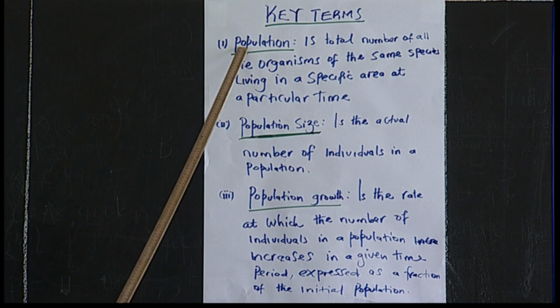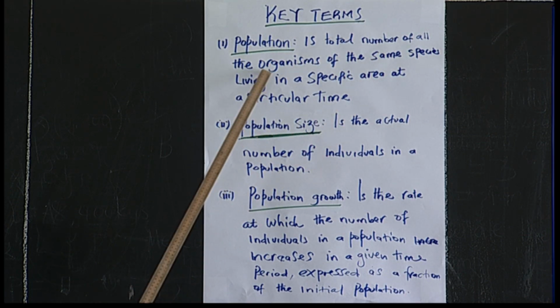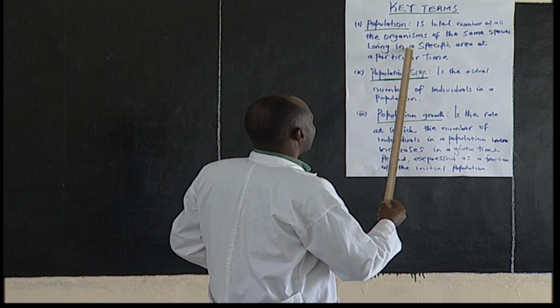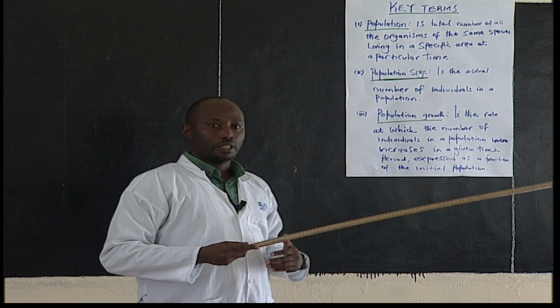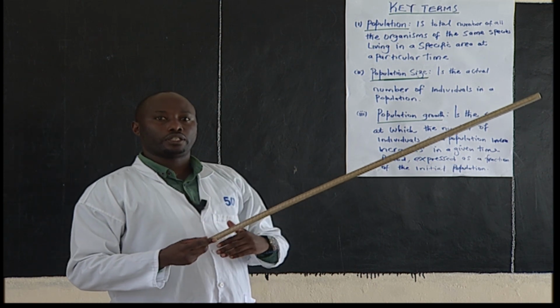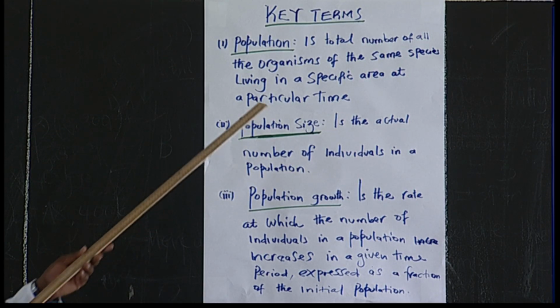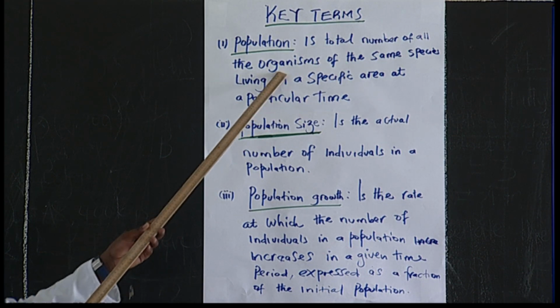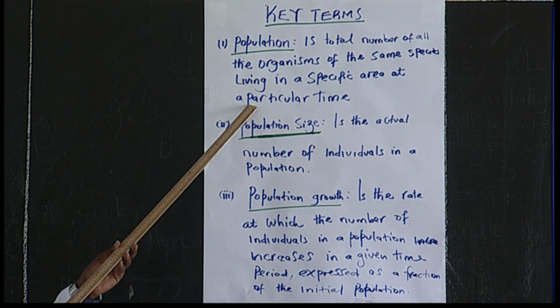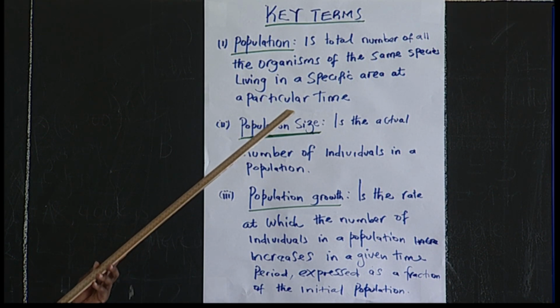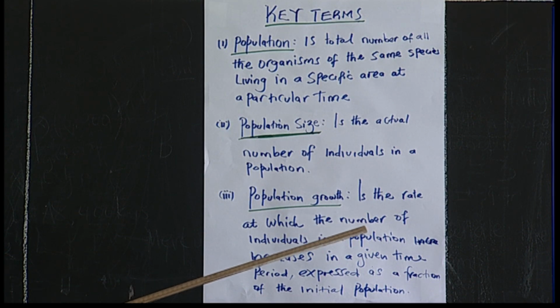Population is the total number of all organisms of the same species living in a specific area at a particular time. Because as time goes on, population can change. There are a number of factors that can lead to the decrease of population. So the definition is the total number of organisms of the same species living in an area at a particular time. We are the same species, human beings, living in a particular area at a particular time.